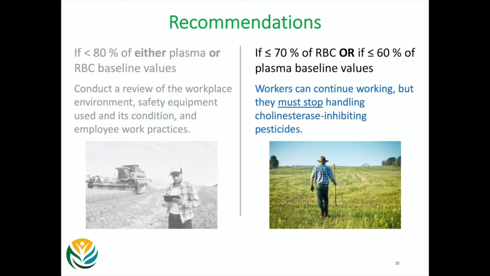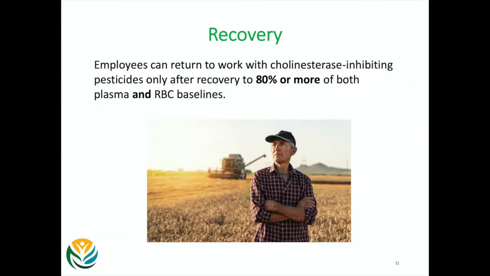If RBC cholinesterase activity levels are less than or equal to 70% of the baseline, or if plasma cholinesterase activity levels are less than or equal to 60% of the baseline, then workers can continue working, but they must stop handling cholinesterase inhibiting pesticides. Employees can return to working with cholinesterase inhibiting pesticides only after recovery to 80% or more of baseline for both plasma and RBC cholinesterase levels.